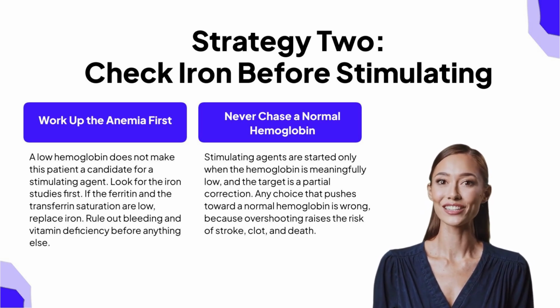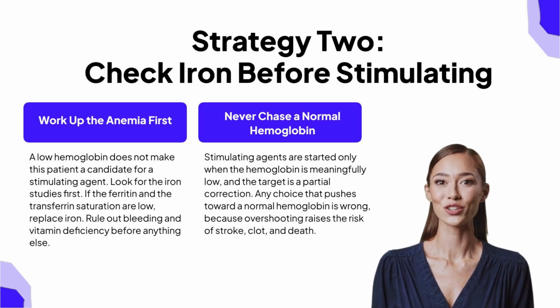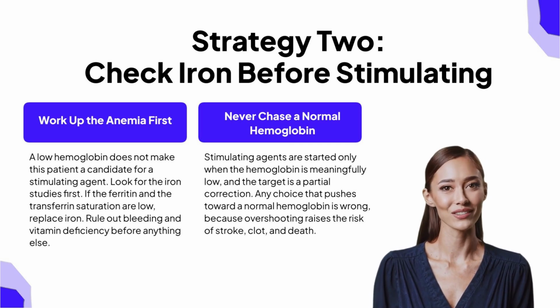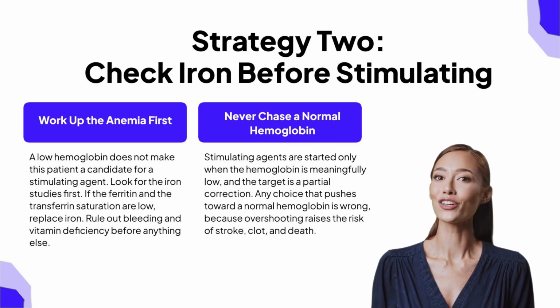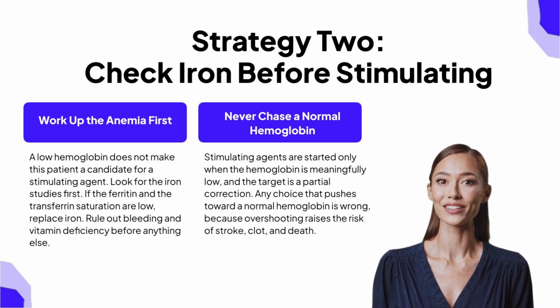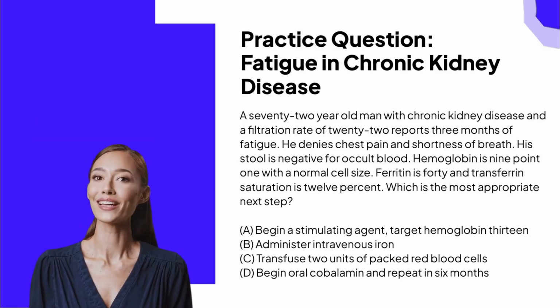Second, never chase a normal hemoglobin. Stimulating agents are started only when hemoglobin is meaningfully low, aiming for partial correction to relieve symptoms and avoid transfusion, not a normal number. Overshooting raises stroke, clot, and death. Undershooting is safe. When 2 choices start a stimulating agent and one targets a normal hemoglobin, that one is the distractor. Second practice question, a pure order of operations test.